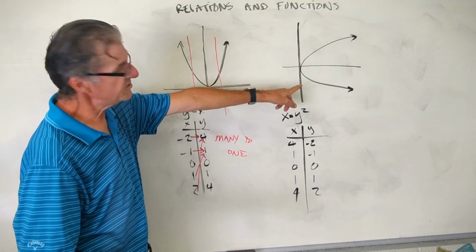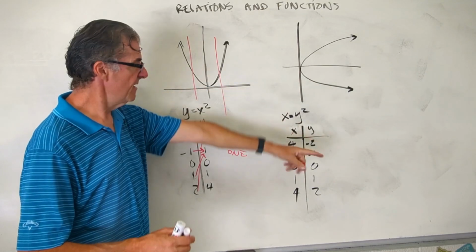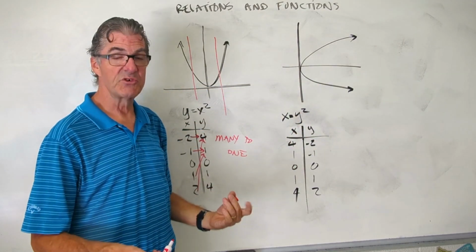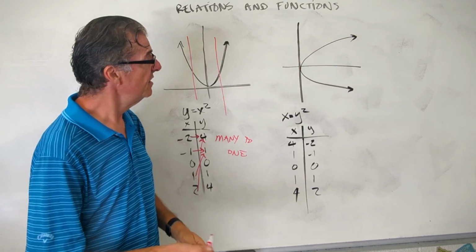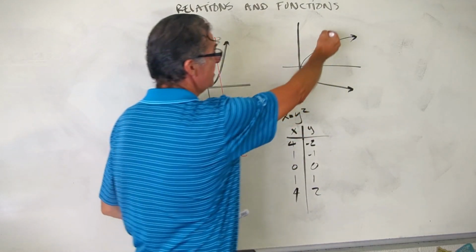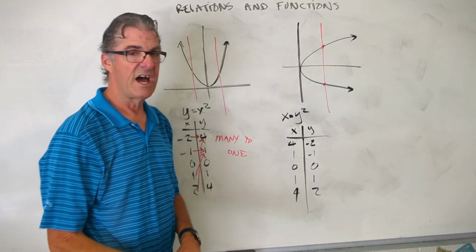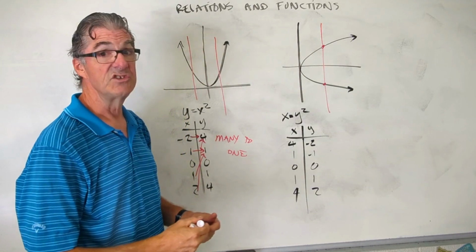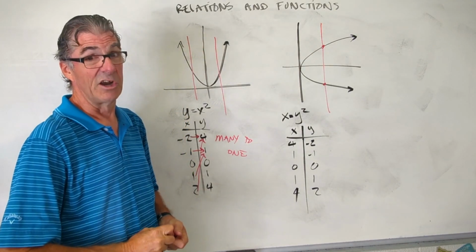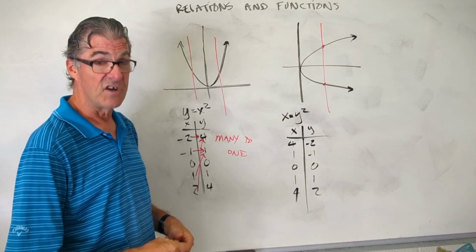Now, take a look at this sideways quadratic. This is just x equals y squared. That's the only difference there. And you could do a vertical line test on this graph, and you can see right away that the first vertical line I drew touches the graph in 2 places. So right there, we know this is a relation, not a function.